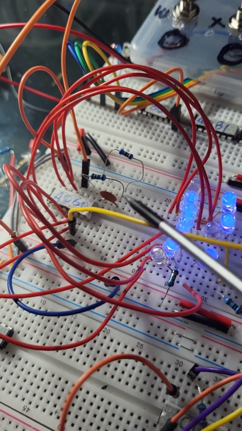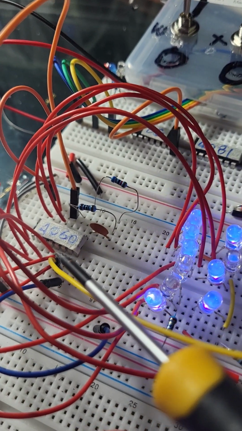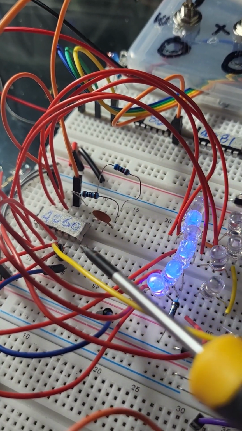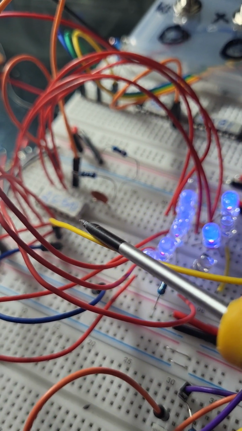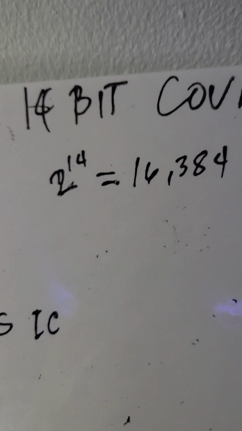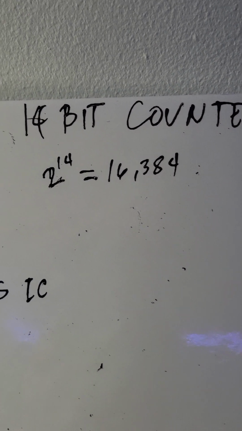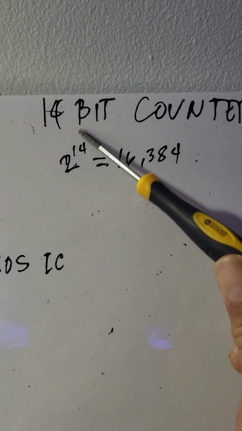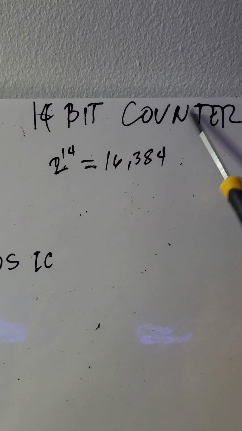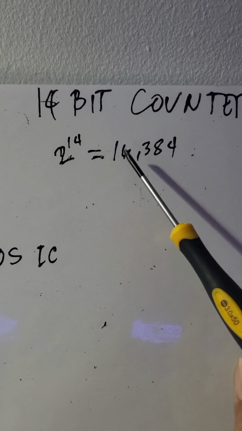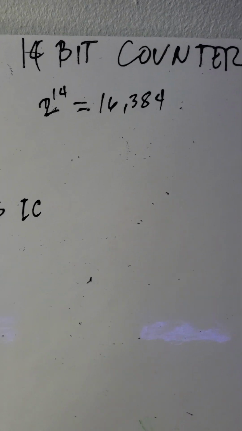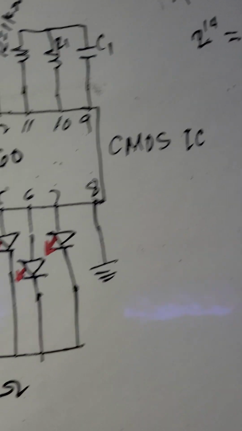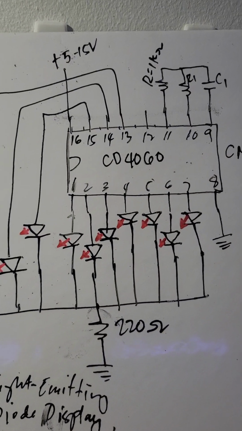I have here the IC4060. This is CD4060, a CMOS IC, and this is a 14-bit counter. Since it is a 14-bit counter, it has 16,384 combinations of counting. So this is the diagram.